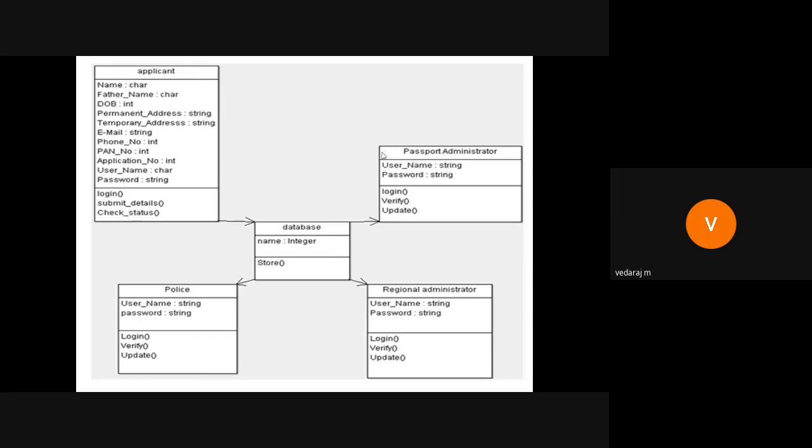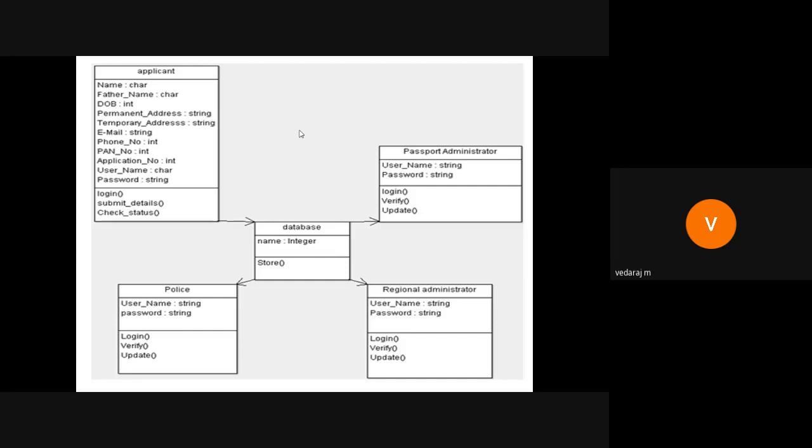So minimum 5 class notations, minimum 4 or 5 attributes, minimum 4 or 5 methods. Finally you connect all the class notations to the central database. Or if you know the relationships, you are very much advised, kindly use all the relationships: generalization, next aggregation, then composition. So this is the complete class diagram.